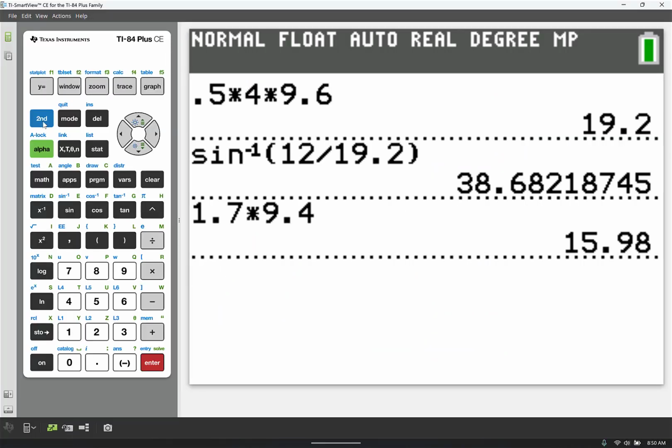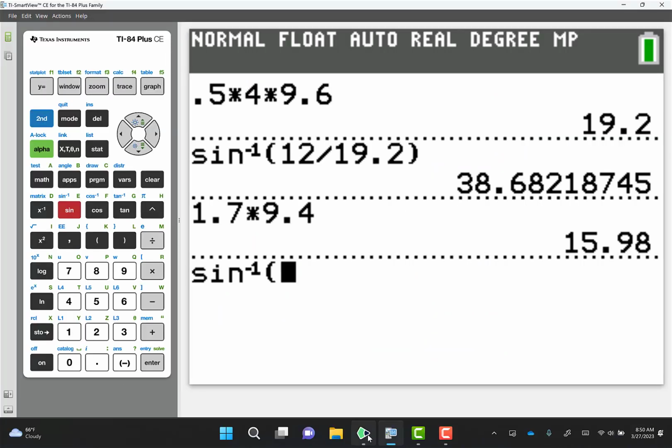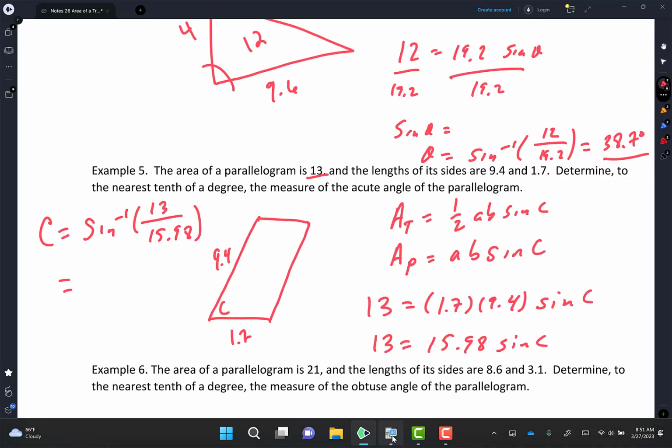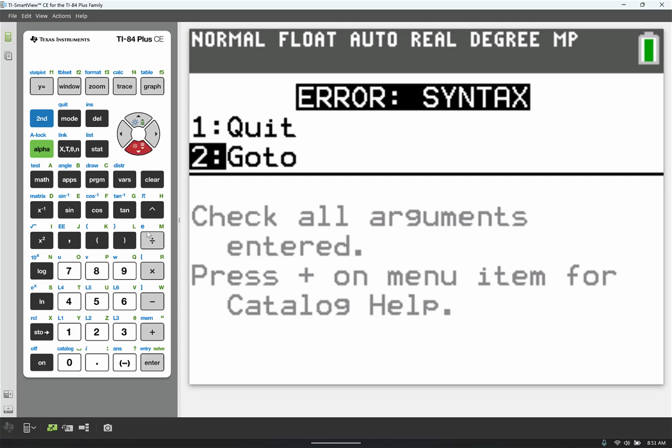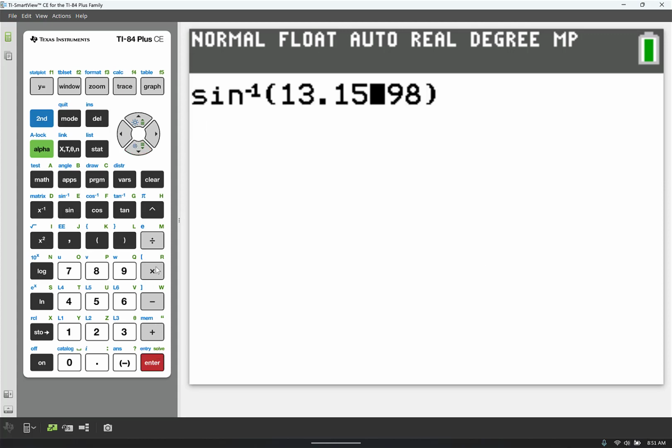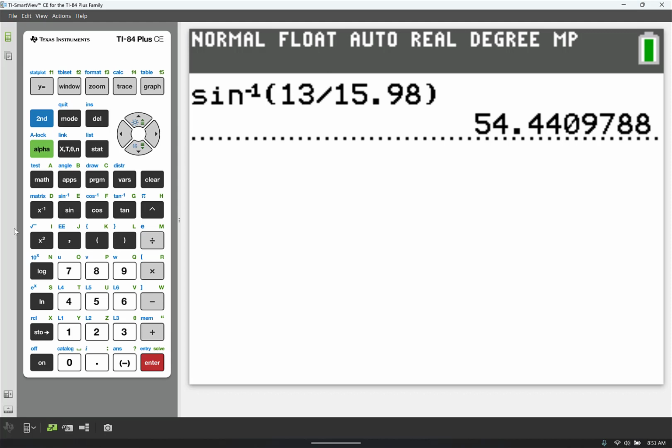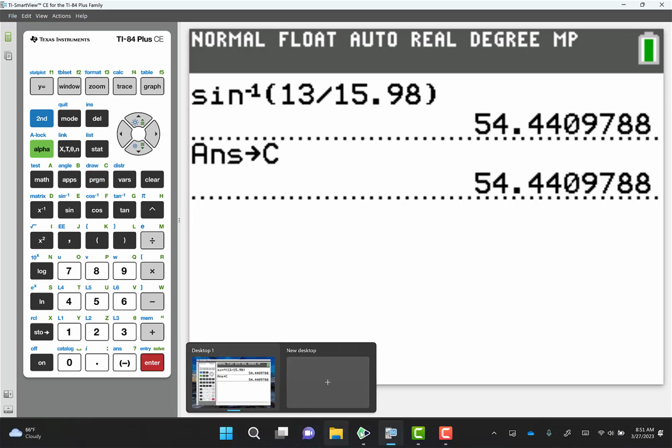What did I say? Inverse sine and 13 divided by 15.98. I'm going to push enter. Oh, I didn't do that little division sign. Bam, right there. Enter. 54.444, blah, blah, blah. Okay, I'm going to store this, guys, because I'm going to show you something in a little bit. 54.441.